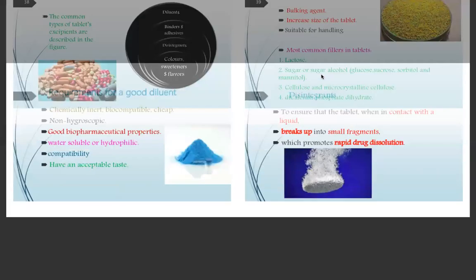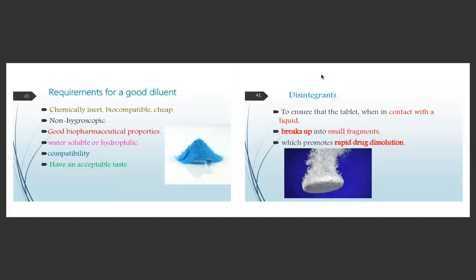Next, requirements for a good diluent. When do we say it is a good diluent? First of all, it should not absorb moisture from the environment. It should be pharmacologically stable, chemically inert, biocompatible, and also very important, it should be cheap. It should not be too costly, because affordability becomes difficult. It should have good pharmaceutical properties, and be water soluble and hydrophilic, because most of our body consists of water, and when the tablet disintegrates it is still in a water medium.